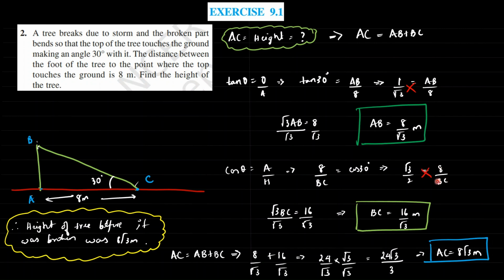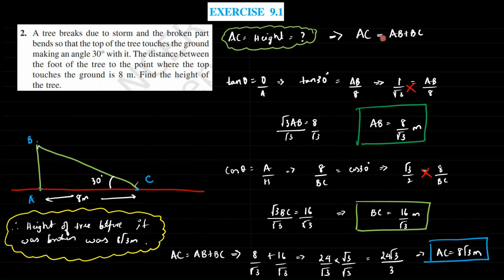Again, you can cross multiply. Upon cross multiplying, 8 multiplied by 2 is going to be 16, and square root of 3 multiplied by BC as it is. Divide by square root of 3 on either side. Square root of 3 will get cancelled out, and you'll be left with BC is equal to 16 over square root of 3.